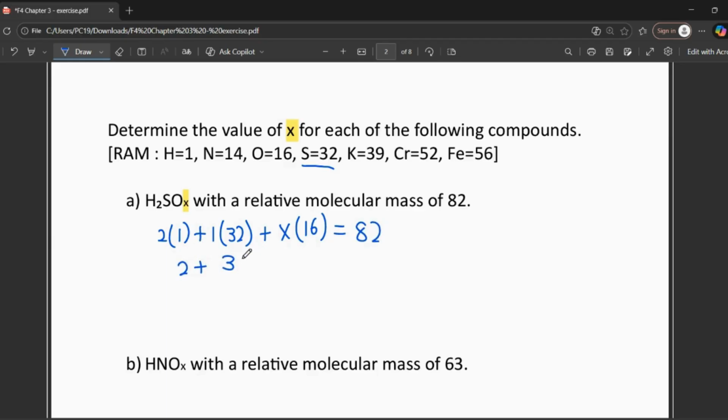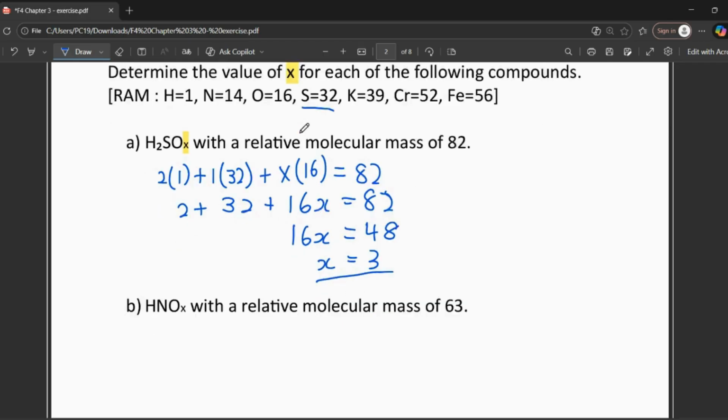Now, this is what we'll be getting. From here it's just simple maths. You just have to minus this from 82 and divide it by 16, where you'll be getting x equals 48 divided by 16, you'll get 3. Hence, the value for x is 3. I'm not going to rewrite the chemical formula again because the question didn't ask us to do so.